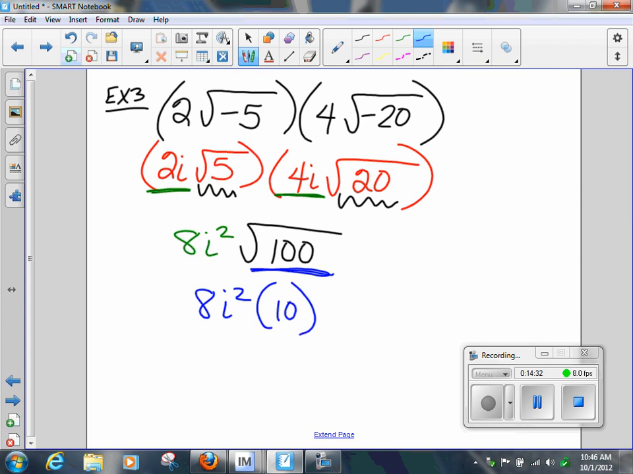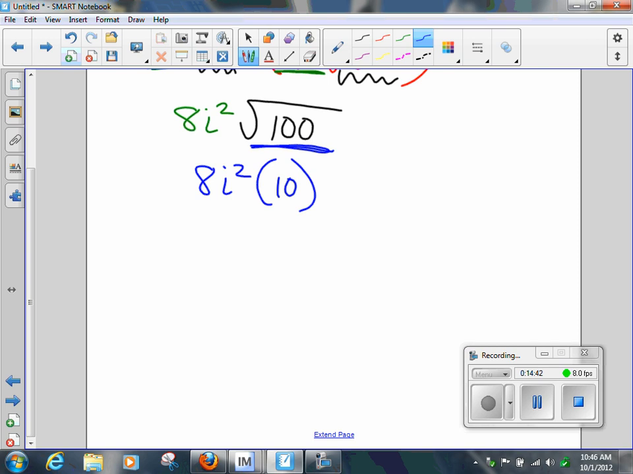What else can I do? Multiply what? 8i squared times 10 is what, y'all? 80i squared. And then what? I got to replace that i squared, don't I? i squared's what, y'all? It's negative 1. 80 times negative 1 is negative 80.